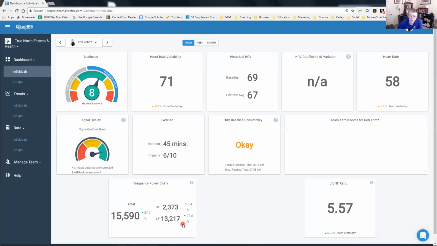I was up most of the night, and it shows with that high number of the ratio, and we can track that over time to make sure that I'm not getting higher or going out of whack on different things. So that's today. So what's the week look like?